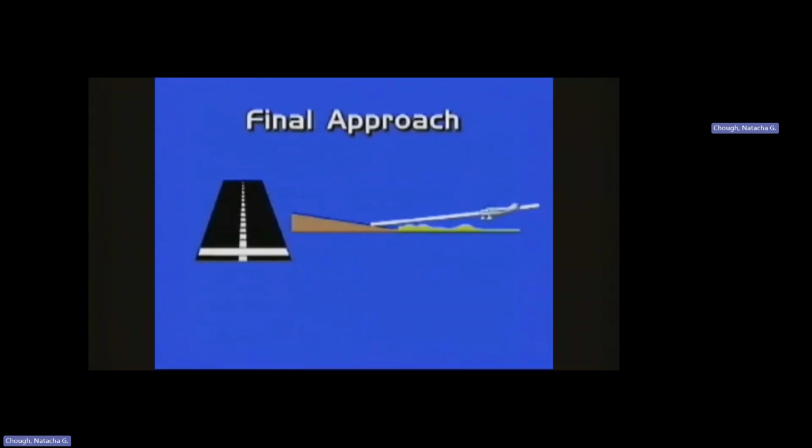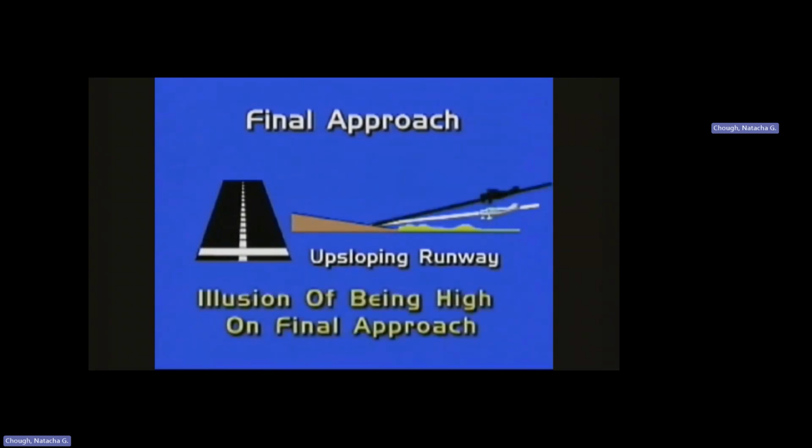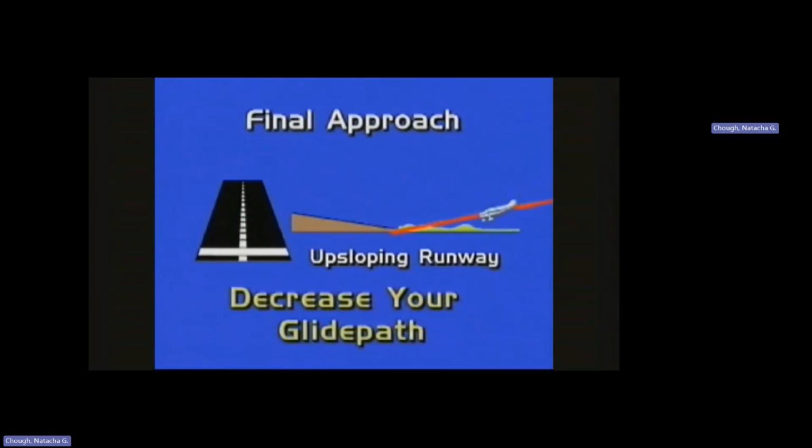A final approach over flat terrain with an upsloping runway may produce a visual illusion of being high on final approach. If you believe this illusion, you may respond by pitching the aircraft nose down to decrease your glide path, which, if performed too close to the ground, may result in an accident.